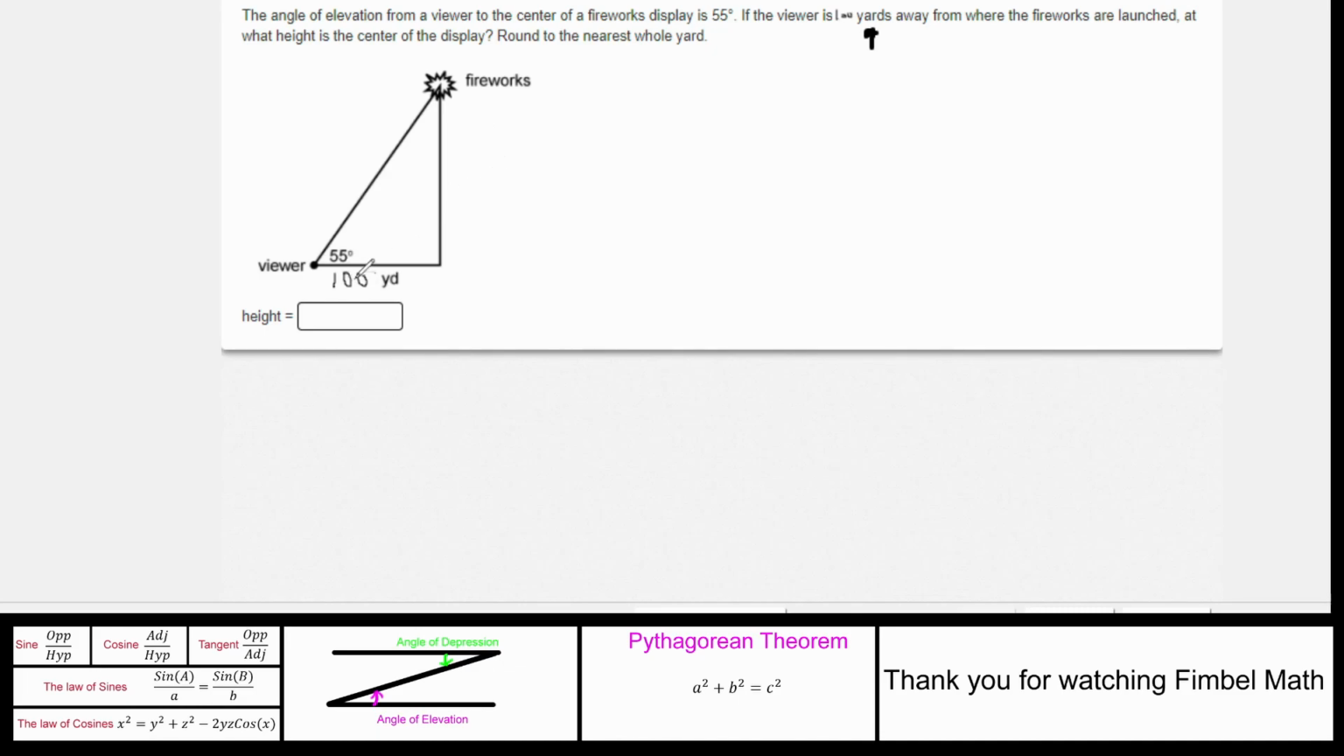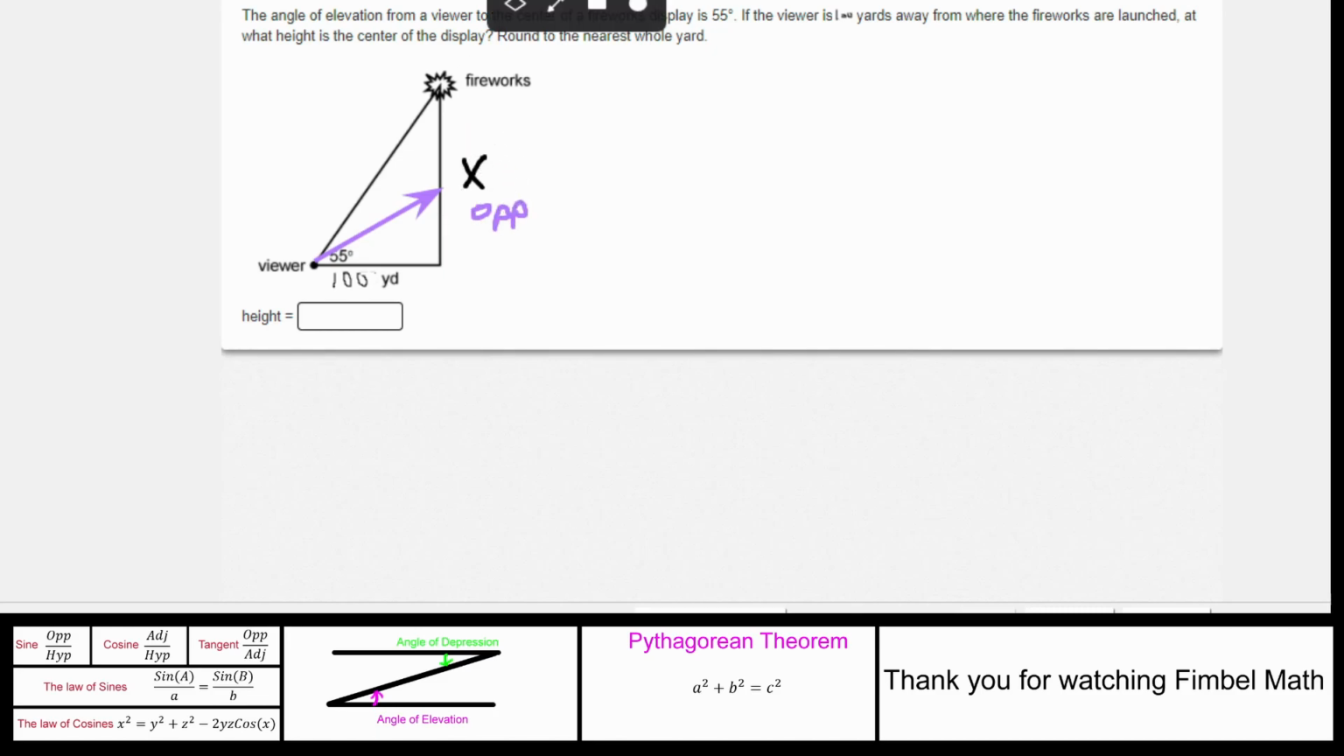They're 100 yards away, so that does belong down there. And it's basically asking how high does the firework travel from the point on the ground where it launches up to the center of its explosion. So what I want to ask myself is, what kind of relationships do I have here from the angle in which the viewer is standing? If I cut through the two rays and go to the opposite side, I have the opposite. So this is the opposite.